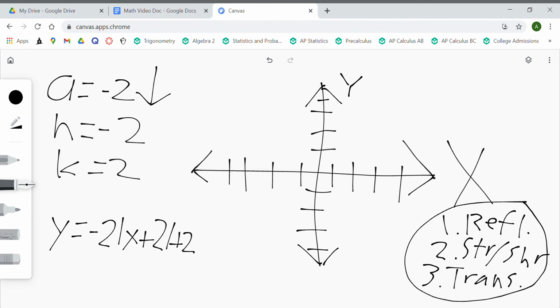Alright, and then our h value is negative 2. Oh, wait, not there yet. Stretches and shrinks. So our a value is again negative 2. So that means if we go 1 to the left in x value, we go down 2 y values. And same thing on the other side. 1 x value to the right, 2 y values down from the vertex.